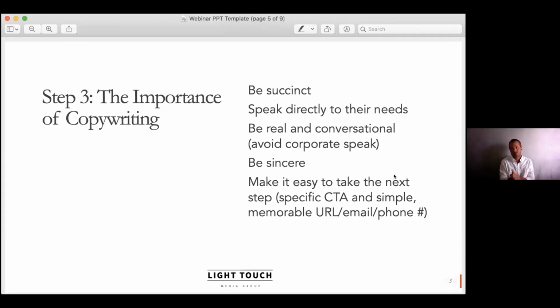Just make it, if you're driving them to a landing page, make the URL as simple as you can. And otherwise, make the call to action as simple as you can. So if it's your phone number, put it up really clearly and leave it up on the final slide. If it's an email address, again, make sure it's the simplest email that you can. So again, help@yourdomain.com, something like that. Make it very, very easy for people to take whatever next step it is that you want them to be taking.